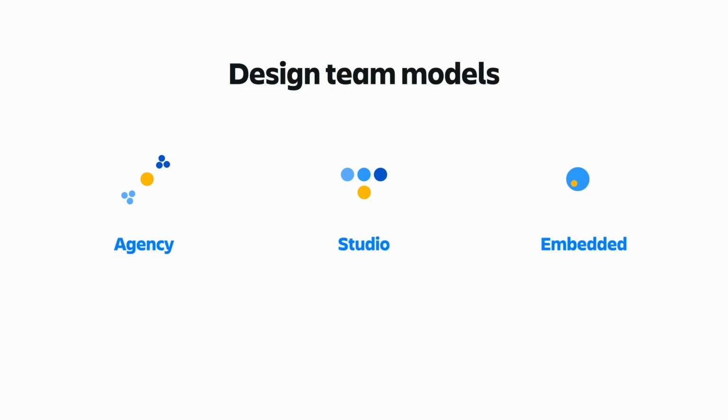And we have also found that everyone believes that their setup is the common normal one, no matter what that is, or they're not even aware of the other models that can exist. So the 3 are an agency model, a studio model, and an embedded model. So what do those mean?